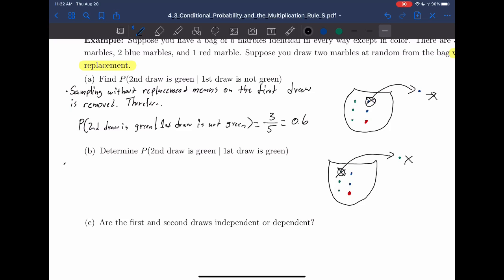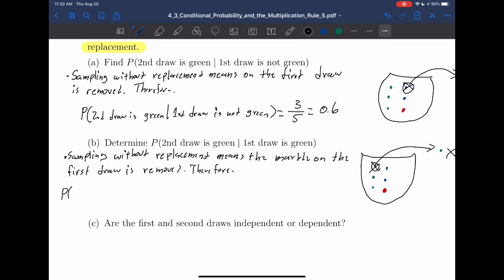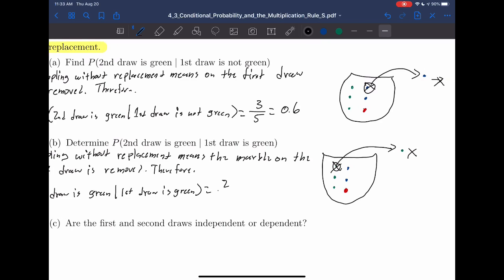So in words, we could say that sampling without replacement means that the marble on the first draw is removed. So therefore, the probability that the second draw is green, given that the first draw was also green, is 2 over 5, because there's 2 green marbles out of 5, or 0.4.